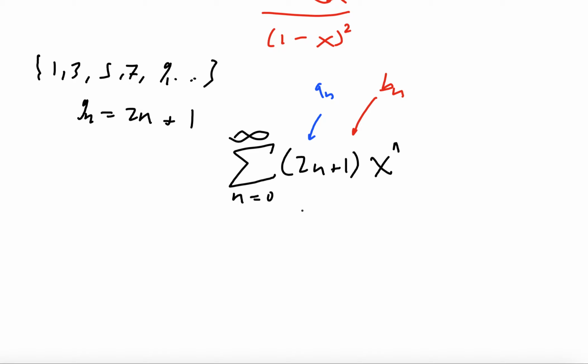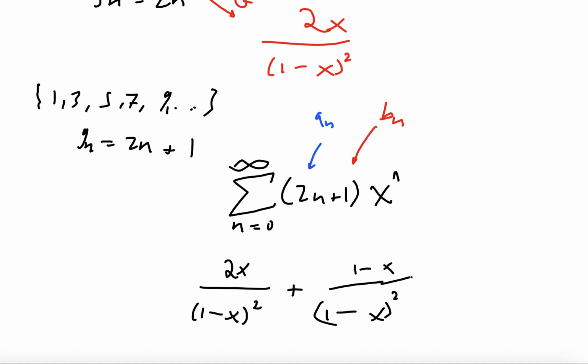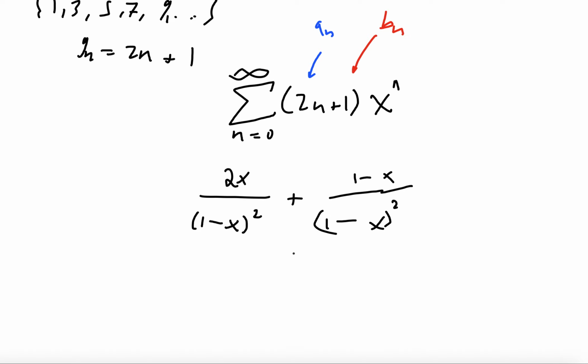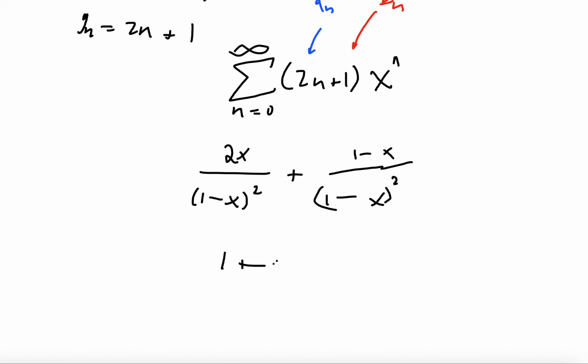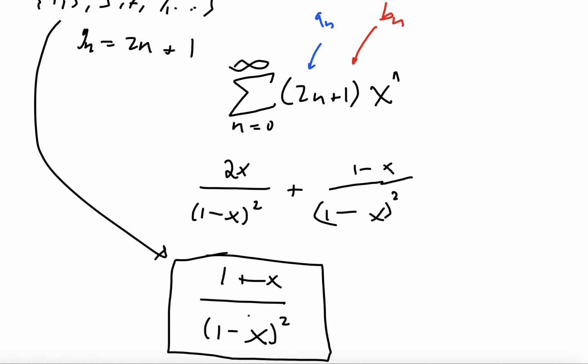When we split the sigma into two, we get the 2nx to the n, which we already know is 2x over (1 minus x) quantity squared. And we add that to the simple 1 sequence closed form, which is the generating function for the geometric series, 1 over 1 minus x. And so just multiplying by 1 minus x on both sides here, we can then combine together, and we get (1 plus x) over (1 minus x) quantity squared as the closed form for the odd numbers. So that's really cool.